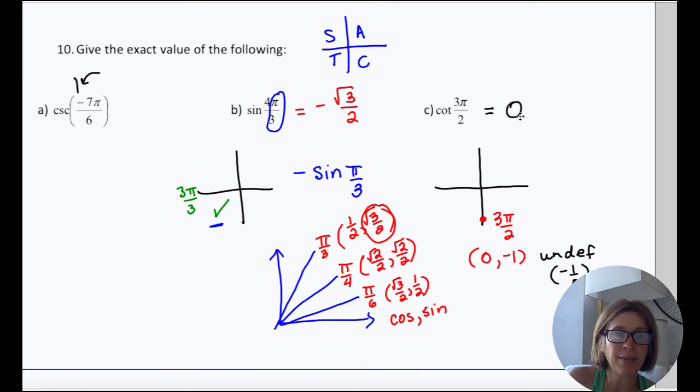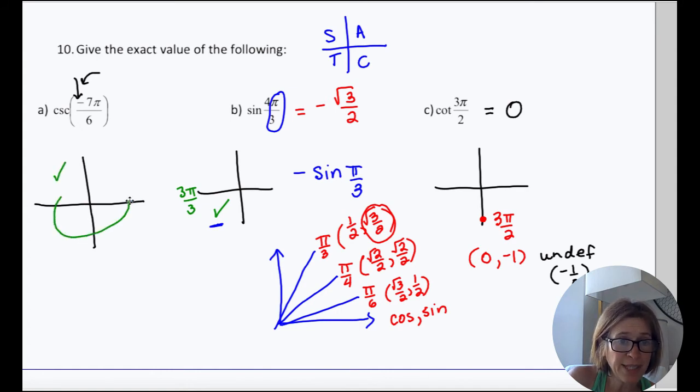This just tells me that I'm going in the negative direction on the circle. So let's see, I'm going to go negative 7 pi over 6. So that's going to be in quadrant 2. Why? Well, because negative 6 pi over 6 would be here. So I'm in quadrant 2.